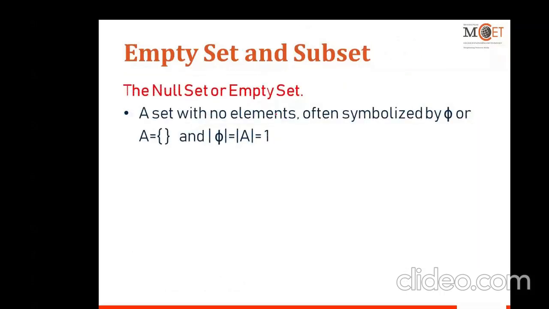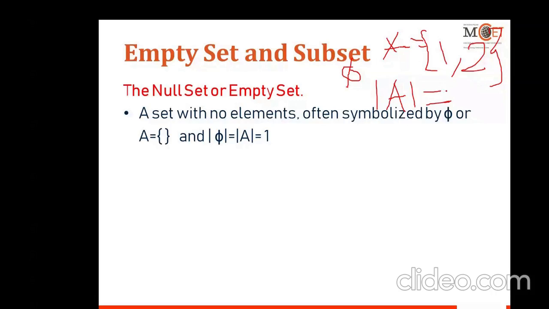A set that has no elements is called an empty set or null set. We can call it either empty set or null set. It is represented using the φ symbol. Now consider this set A is equal to 1 and 2. Now find the cardinality, meaning the number of elements in the given set. For this set there are two elements, so the answer will be 2.